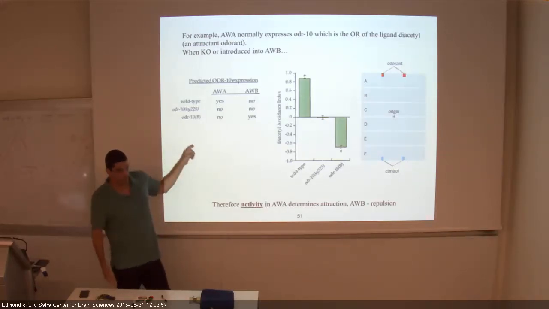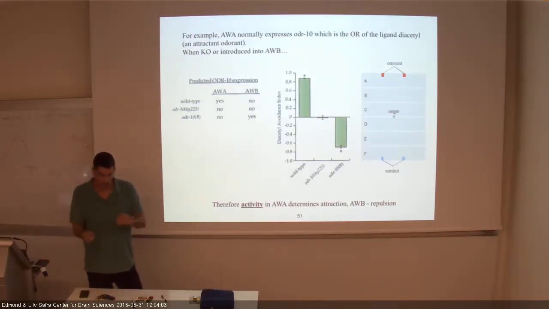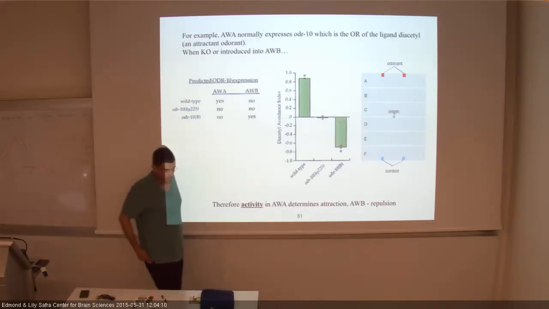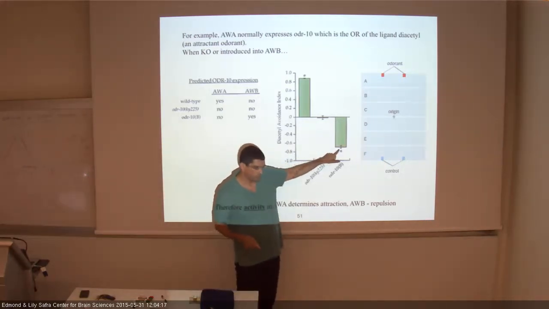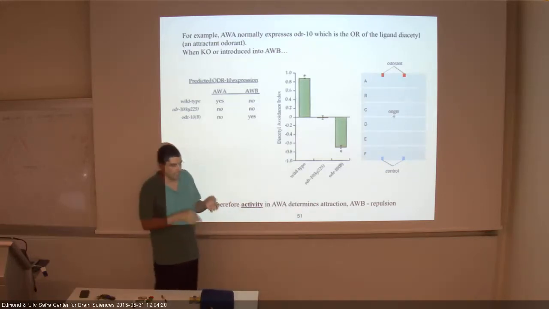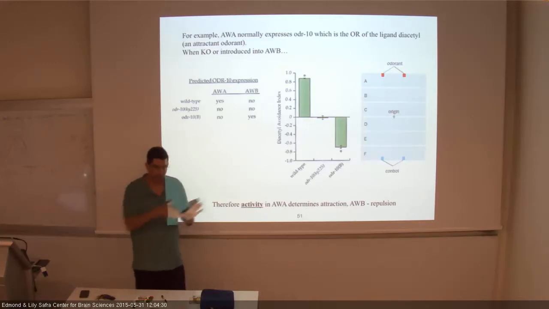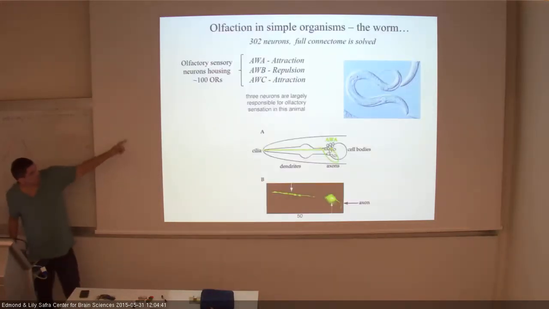Interestingly, if you then take this, and that's the beauty of these genetic systems, like the worm, that you can really play God and put each protein wherever you want. So if you take this ODR10 and express it now in AWB, in the repulsive system, so to speak, you will get a very strong aversion. Which basically means that this odor excites ODR10 as its receptor, and it activates the whole system of attraction or repulsion through these particular neurons, AWA and AWB, which is the basis for what I told you in the previous slide, that one is attraction and one is repulsion, okay?